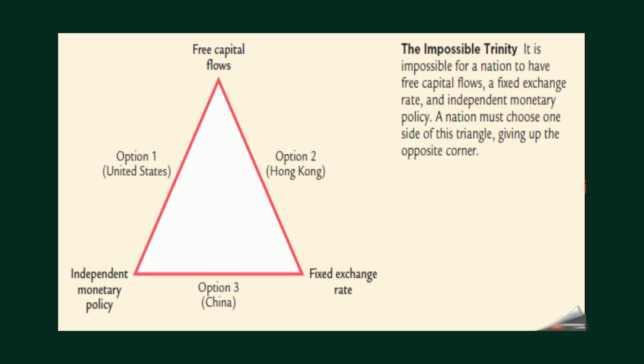Now, the entire idea of this impossible trinity can be seen with the help of this diagram. In all three examples, like option 1, where the United States chose free capital flows and independent monetary policy, it had to give up the fixed exchange rate. In case of Hong Kong, which chose free capital flows and a fixed exchange rate, it had to give up the independent monetary policy. And in the third case, the independent monetary policy and fixed exchange rate of China led to a different impact on free capital flows. So if you are taking advantage of any two sides of the triangle, you have to give up the third side of the triangle.